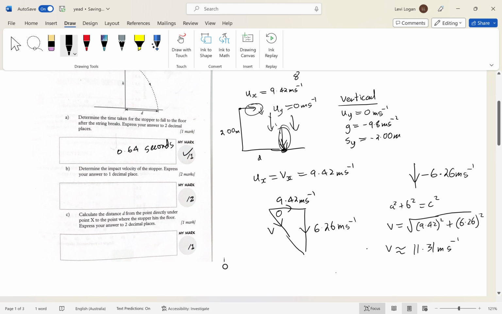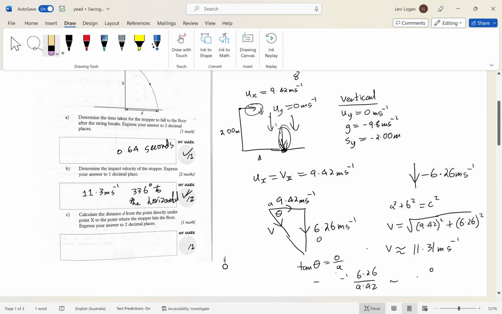Alright, then you've got to find the angle in here. So opposite, adjacent, tan theta is opposite over adjacent, so theta equals tan inverse of 6.26 over 9.42, and that is approximately 33.6 degrees. Alright, so you've got to put your answer to 1 decimal place, so 11.3 meters per second at 33.6 degrees to the horizontal. And boom, you get 2 marks.